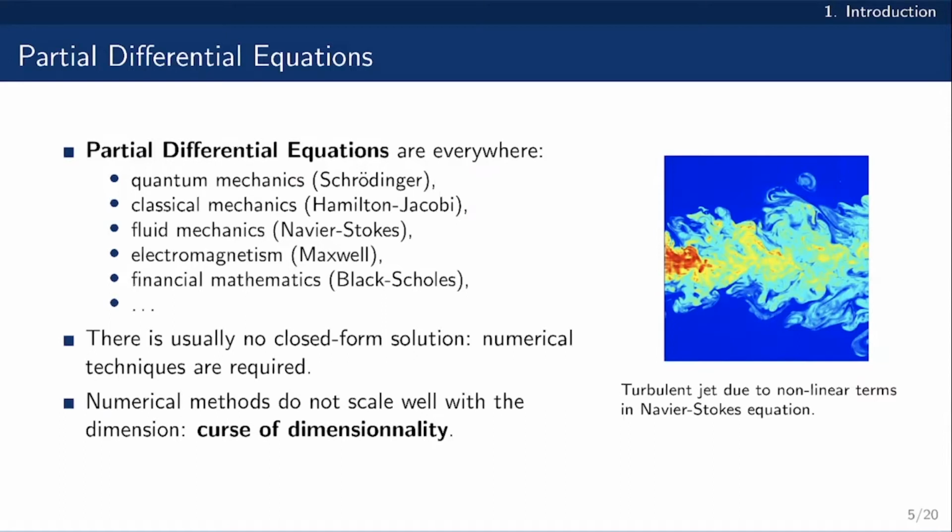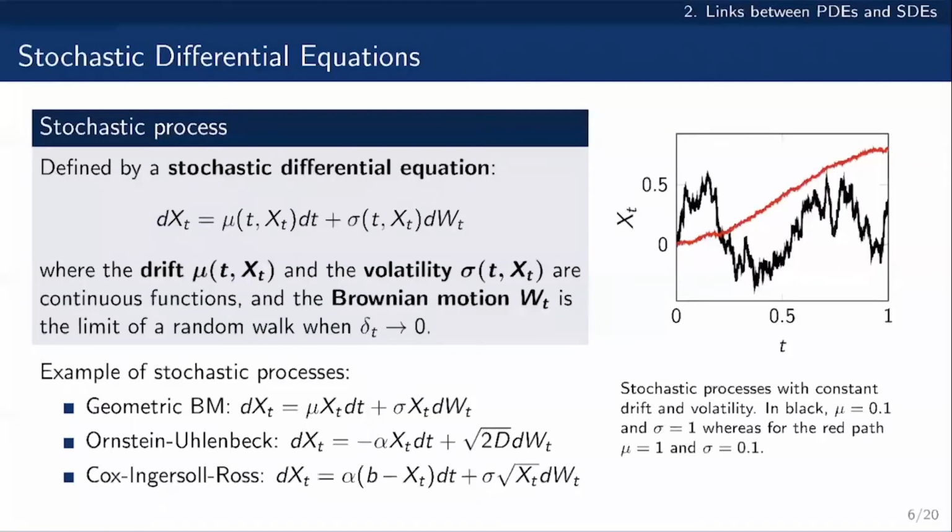But another problem with numerical techniques is they usually do not scale well with the dimension of the problem. And we name that the curse of dimensionality, which means basically the time to solve the problem grows exponentially with respect to the dimension of the problem. And we claim that the technique that I will present later is less sensitive to that because we don't make any discretization in space.